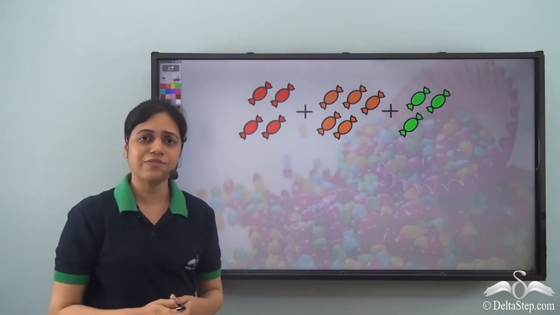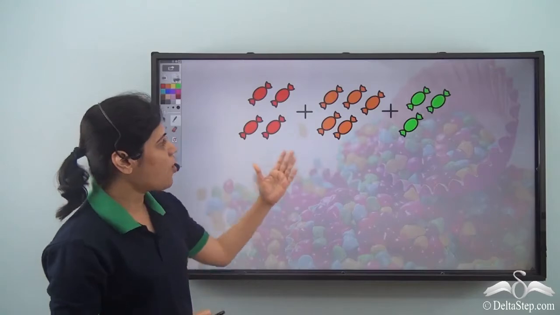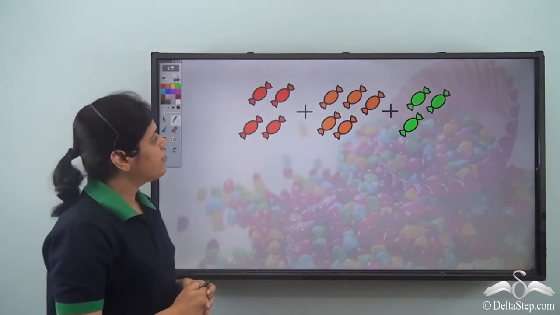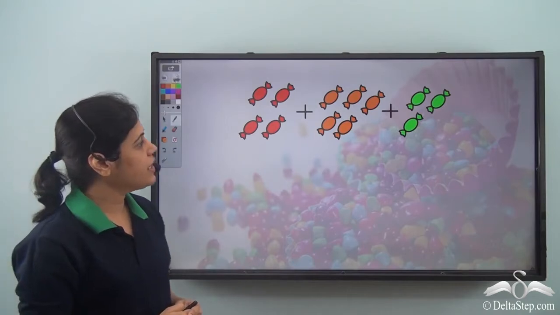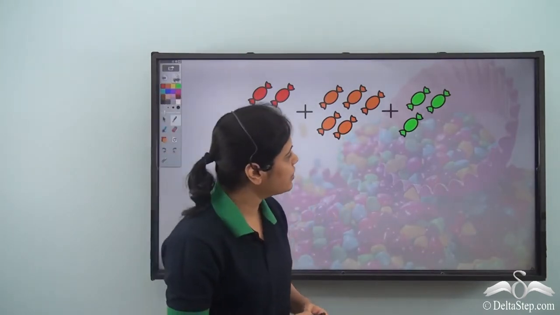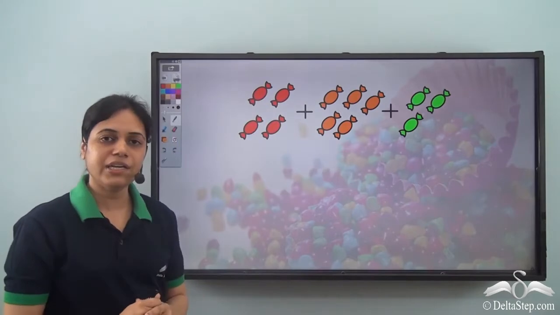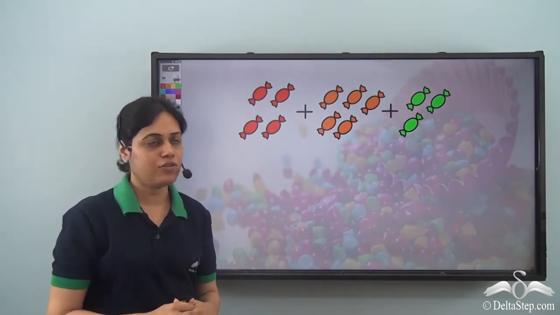Now some of Rohan's friends got candies for him. So let us see how many candies are here. One friend got 4 red candies, the other friend got 5 orange candies, and the third friend got 3 green candies. So how many candies does Rohan have now?